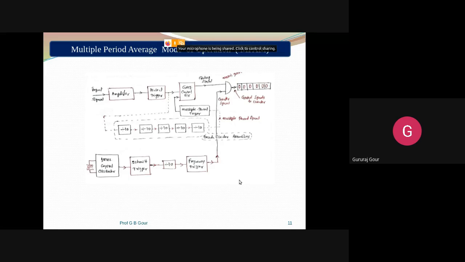Hope this point is clear. This is a very important point, guys. I want you to understand it. I want to pause here, and please let me know whether you have understood this MPAM technique or not.